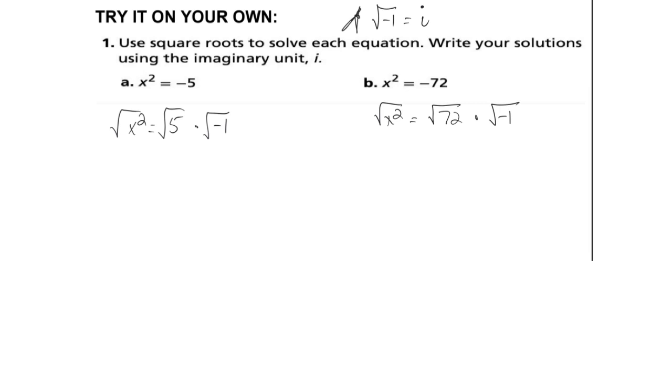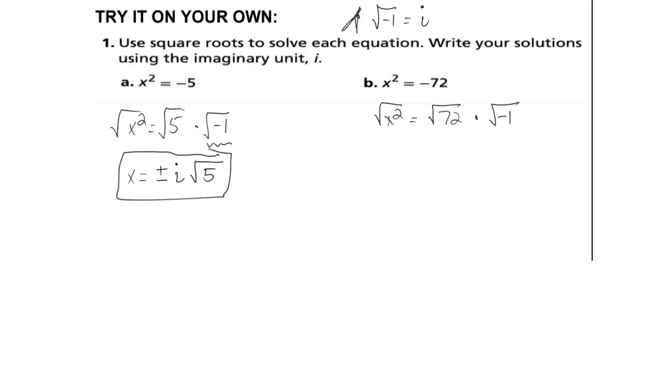All right, we can't take the square root of 5, but we can take the square root of negative 1, which is i. So we get plus or minus i, and what's left over is the square root of 5. And that's our solution.